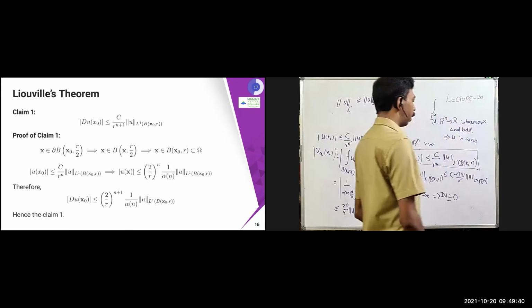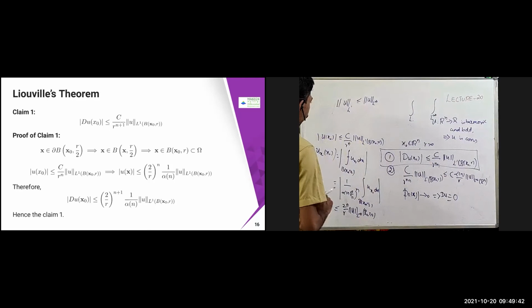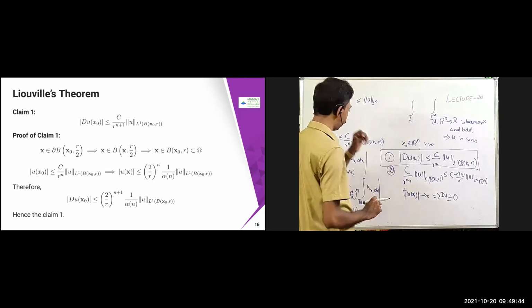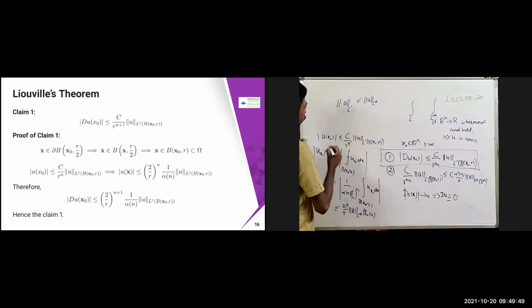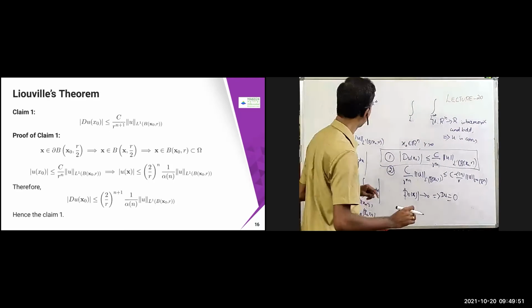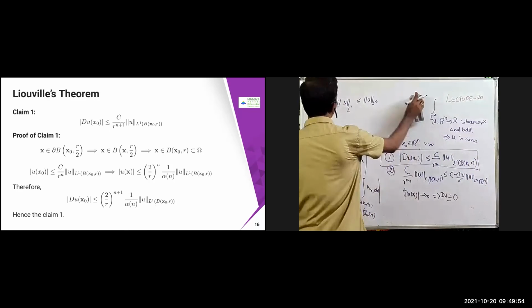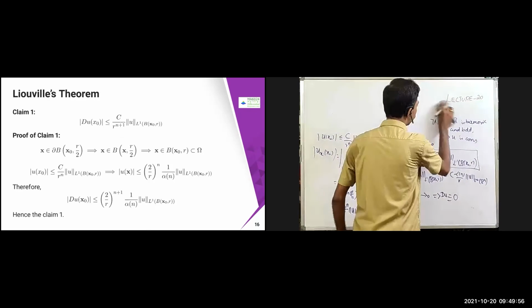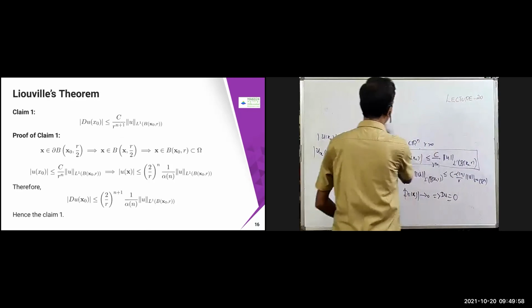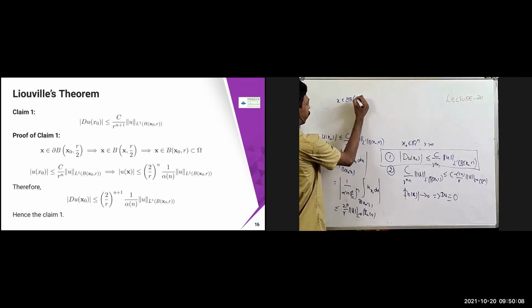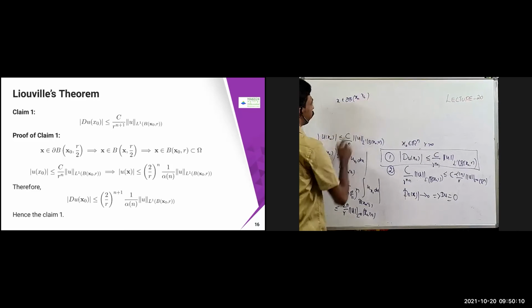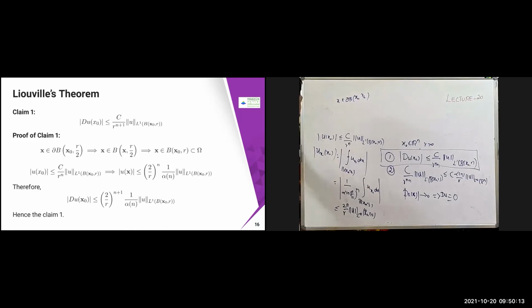Therefore, we have taken our x naught chosen in R power n. Now I'm going to take my x belonging to the boundary, dou B of x naught comma r by 2. Let me remove the rest. Let us take x in dou B of x naught comma r by 2.